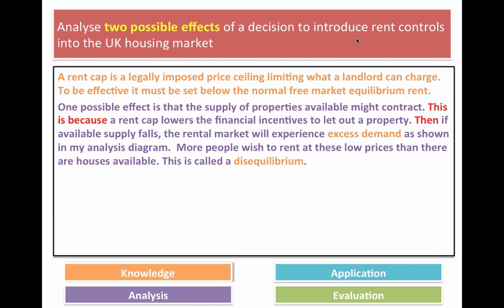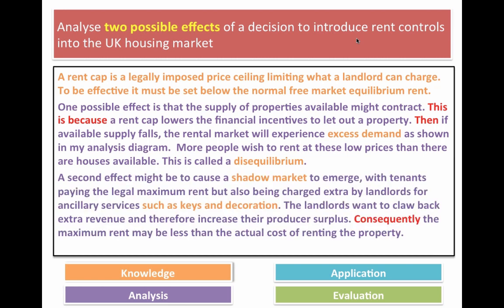Then, if available supply falls, the rental market will experience excess demand, as shown in my analysis diagram. We'll come to the diagram in a second. Sometimes it's worth putting that little phrase into your answer, as shown in my analysis diagram, because then the examiner will be pointed to the diagram that you've produced. And keep that diagram separate from your text. More people wish to rent at low prices than there are houses available. This is called a disequilibrium. Notice there in orange, everybody, I'm putting in some concepts. I'm showing my knowledge. Excess demand, disequilibrium. Okay, that's my first paragraph.